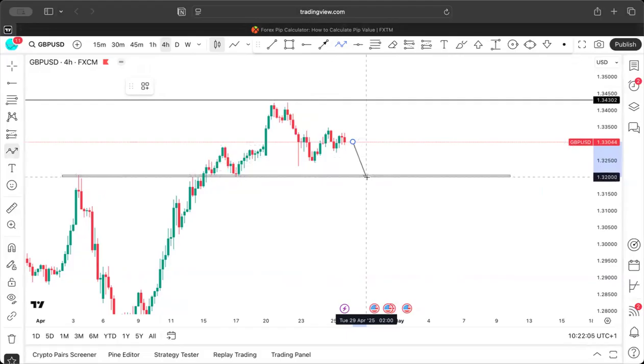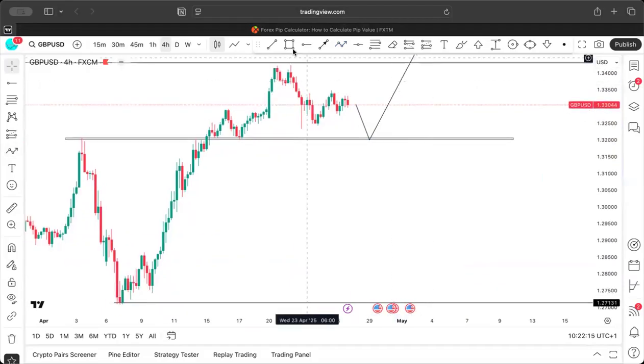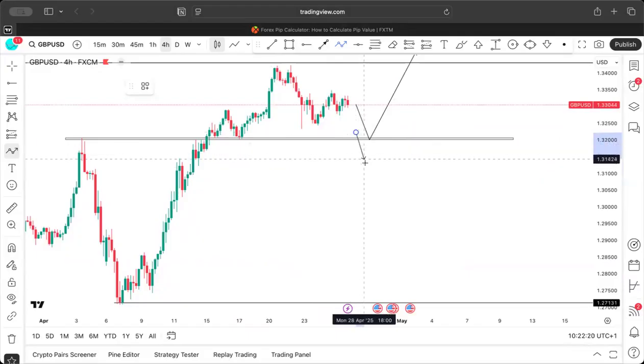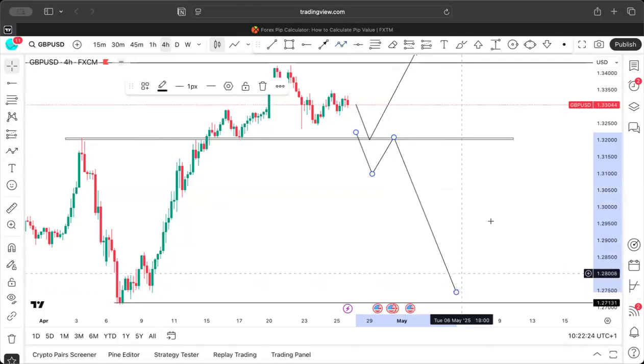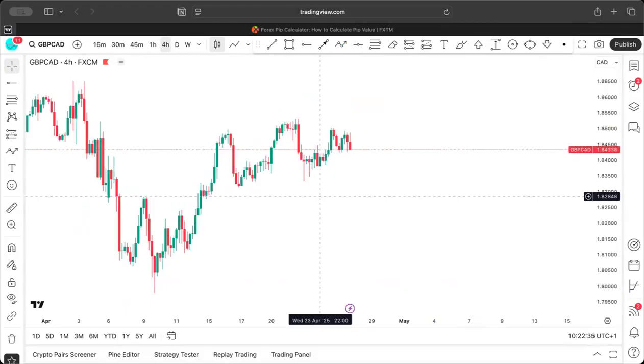I want GBP to come and tap back into this previous level, give me signs of bullish reversal, and then I want to take this trade upward. But if the market decides to do otherwise, I would want to wait for a proper break into this level, retest, and then we just go bearish. So this is the main area of value I will be looking at to take GBP from. So with that being said, next on our list, we have GBP CAD.